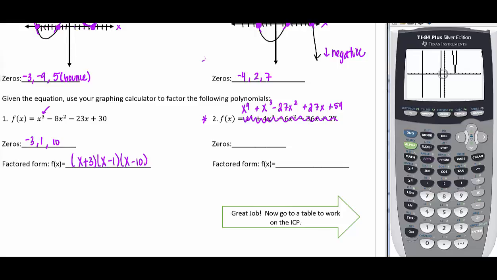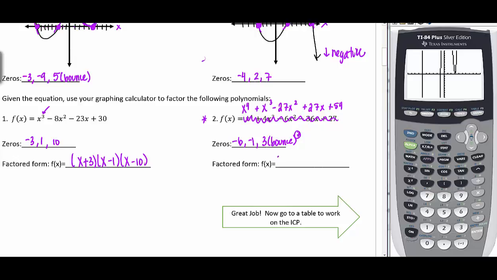So again, we're going to count. So negative 6, negative 1, and then positive 3. But make sure we write that there is a bounce there, right? It's clearly bouncing right off that x-axis. So that's very, very important when we go to factor.